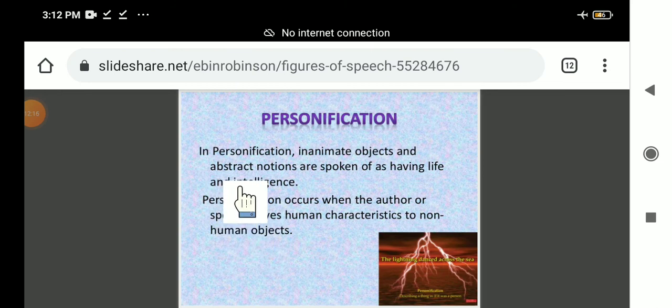Personification. In personification, inanimate objects and abstract notions are spoken of as having life and intelligence. Personification occurs when the author or speaker gives human characteristics to non-human objects. So student, to say it simply, where human characteristics are given to non-living things, or non-living things' characteristics are given to humans, it is personification. Understood, student? This is what personification means.